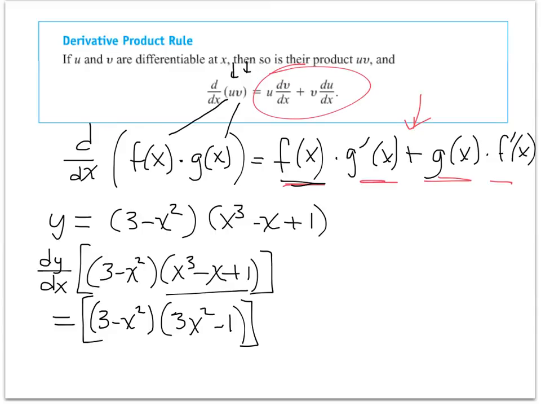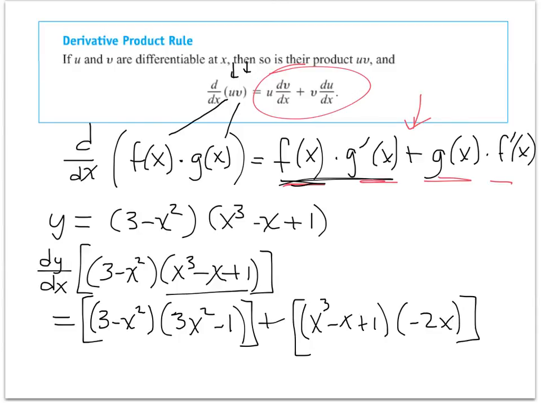So that's this piece. I'm going to leave the second one alone. And what's the derivative of the first piece? Negative 2x. Because once again, the derivative of 3 is 0. Then I bring the 2 down, so I have negative x, 2 minus 1, which gives negative 2x.